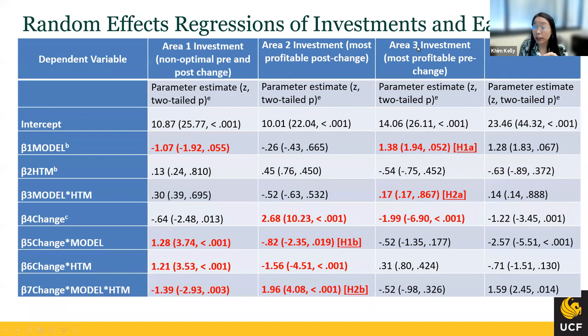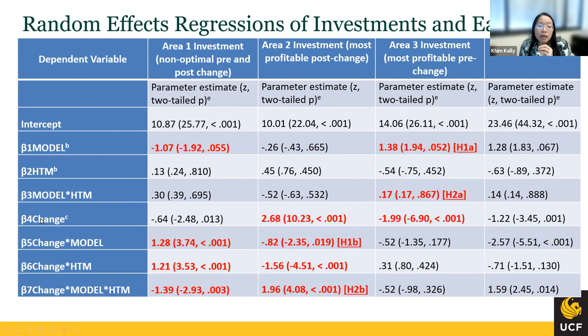In the pre-change period, when we're capturing learning during the pre-change period, we want to look at area three investment because area three is the best, right? So here, what I find is that for area three investment, the model variable is positive and significant, and this is two-tailed P. This means that people who have the model are investing more in area three. Supports our hypothesis. And then beta three, model times HTM, is not significant. This means that adding the HTM doesn't change the positive effect of the model. So H2A is supported, okay?